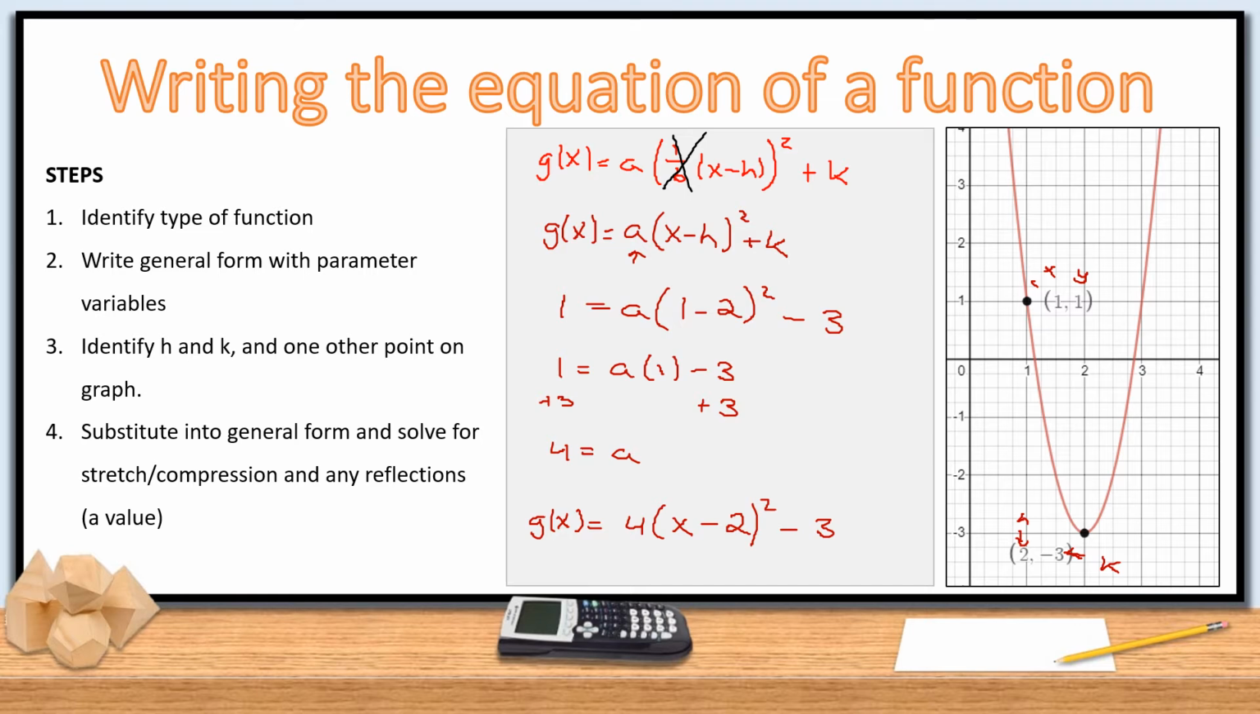Always check your work. But looking at this, it's a vertical stretch of 4, translated 2 units to the right, 3 units down. So 2 units right, 3 units down, stretch of 4. And you can kind of tell here, over 1, up 4.